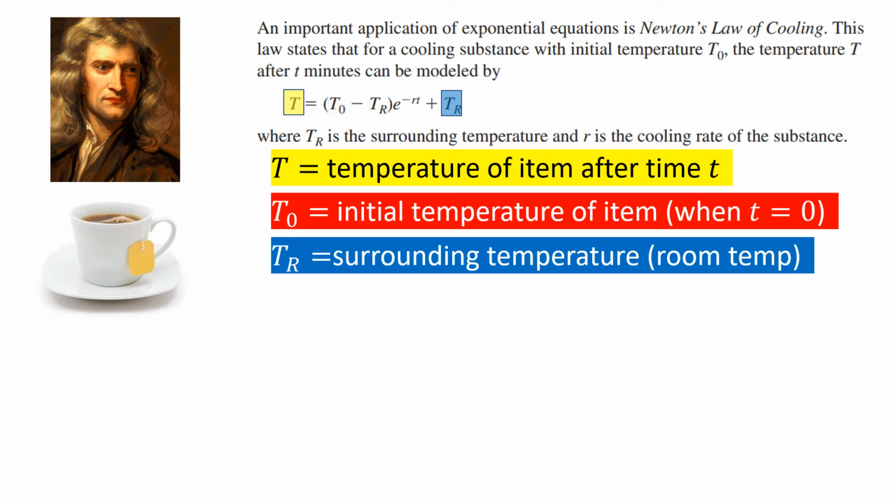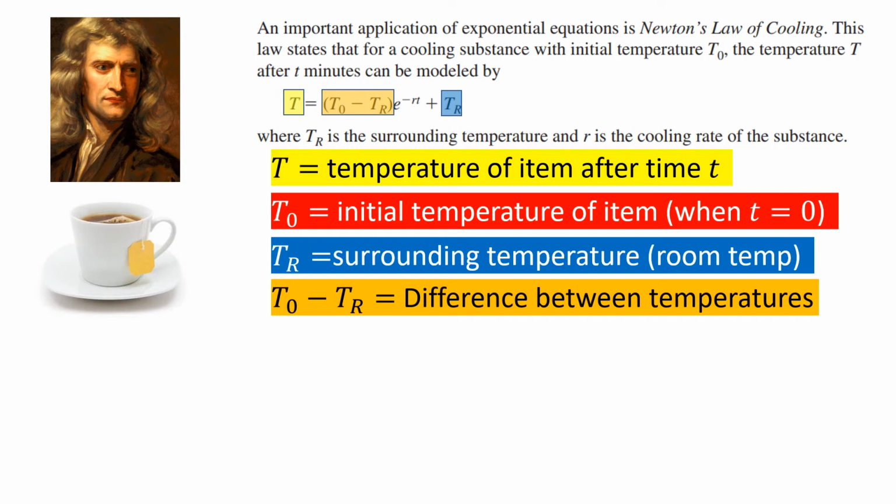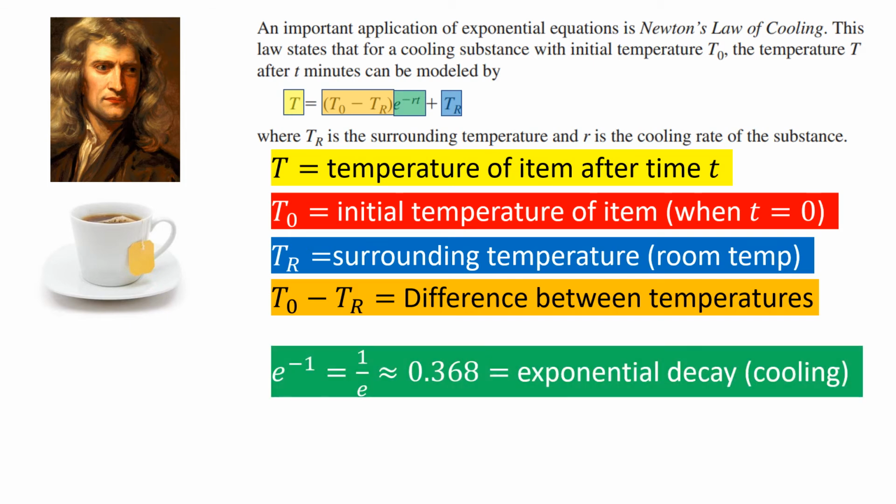If we take that T sub 0 minus T sub R, that's the difference between the two. How hot was the original item and what's the room temperature? So what's the difference between those? And if we look at the e to the negative RT, first of all, remember e is equal to about 2.7. So if we find the inverse of that, that roughly equates to 0.368, which means it's going to be talking about exponential decay. The longer we wait, the more something is cooling off.